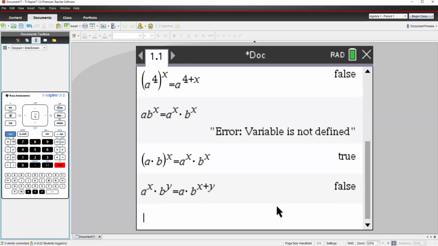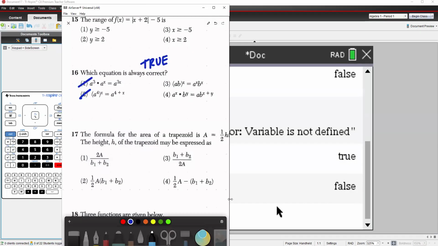So let's go here. We said that this right here is our answer, and that is the property: if you have an exponent outside, it's distributed to both of the exponents inside. So yeah, this is actually correct. But even if you didn't remember your exponent properties, if you know how to store and just use your equal sign, you can still figure this out.